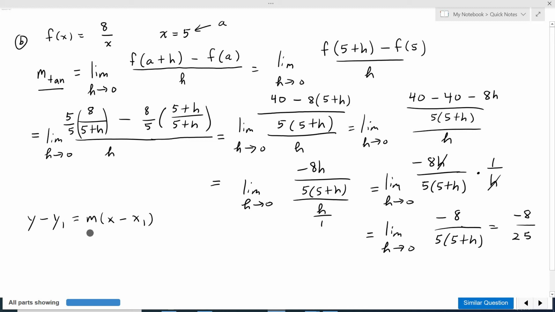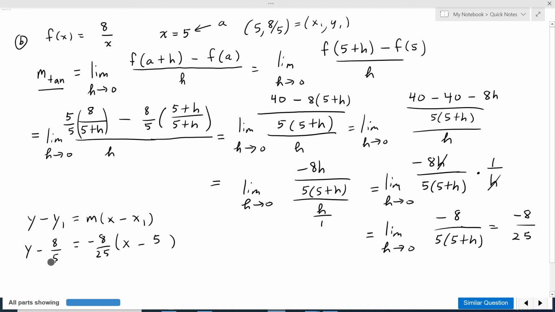Okay, so now that we know the slope, we just have to plug that into the slope down here in the point slope formula. And then again, we just need 1 point on the line. And so we know this goes through the line, and so the point would be 5 comma 8/5. This is the x value, the y value would be 8/5. So I'm just going to plug that in for x1. x1 is 5, and y1 is 8/5.